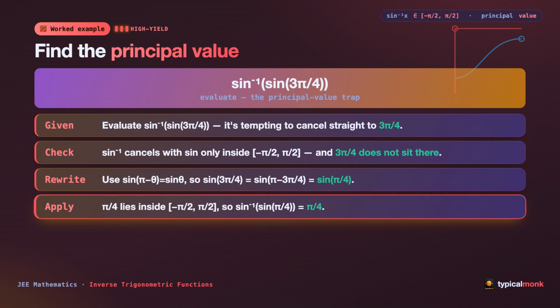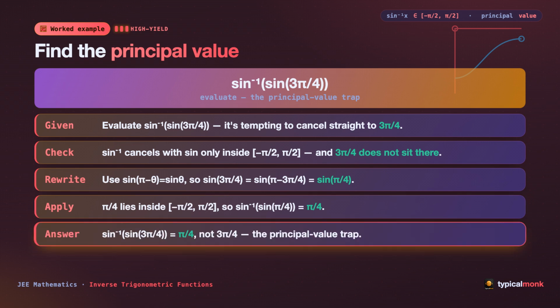Step 4. Apply the cancellation now. π/4 does sit inside -π/2 to π/2, so sine inverse of sine of π/4 simply equals π/4. Step 5. The answer. Sine inverse of sine of 3π/4 equals π/4, not 3π/4. That gap is exactly the principal value trap the exam loves to set.